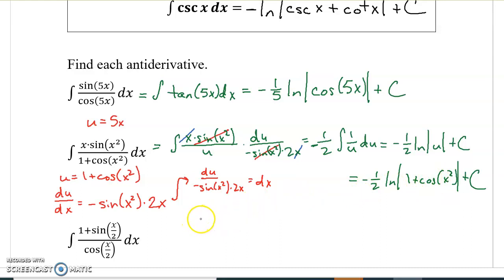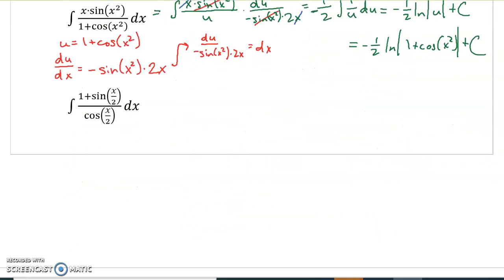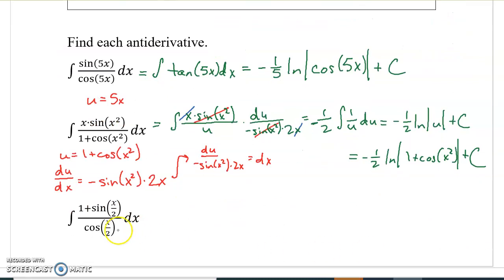And for this last one, we'll take a look at this and we'll say, well, wait a second. If I try to let u equal the denominator, I'm going to have this extra 1 plus up here that went away when we took the derivative here, but we don't really want to put u equal to the numerator. That normally doesn't work so well. You can try it and see what happens, but I'm pretty sure you're going to hit a dead end.